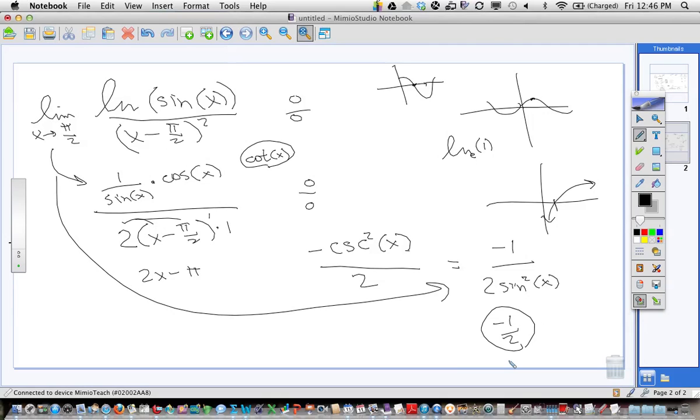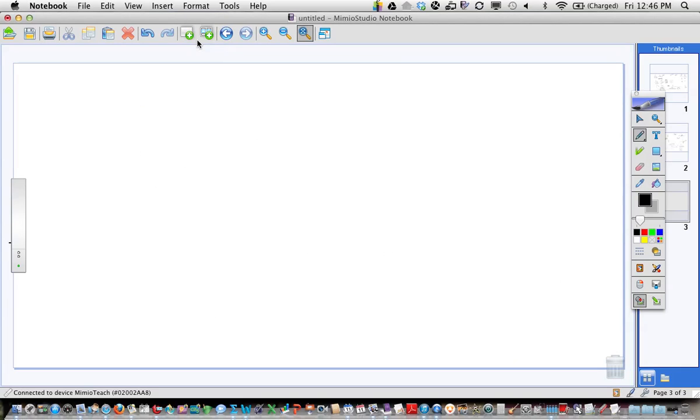Again, just L'Hopital's rule. But I mean, what was the hard part of that? Well, the derivatives, right? Being able to do the derivatives and do it properly. Remember those, and plug in and be able to do some stuff, right? But there it is. All right.